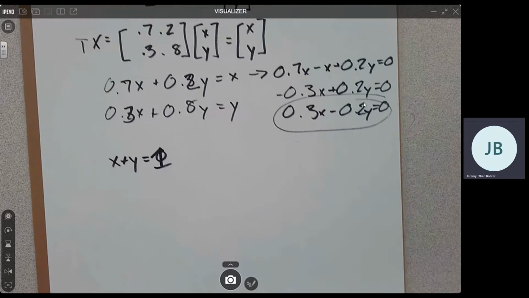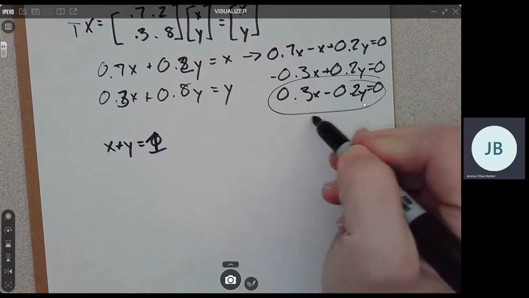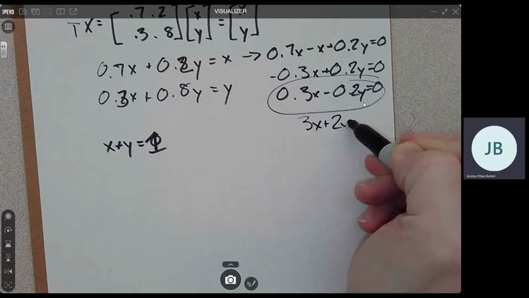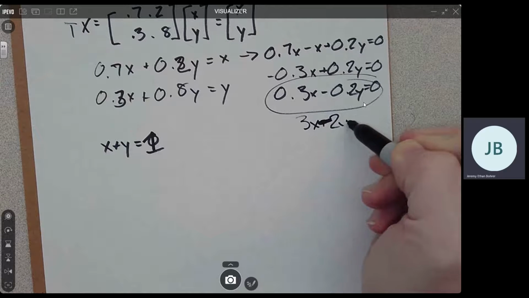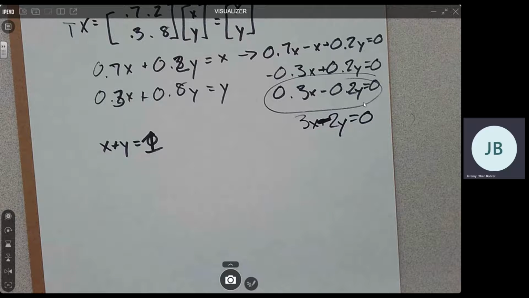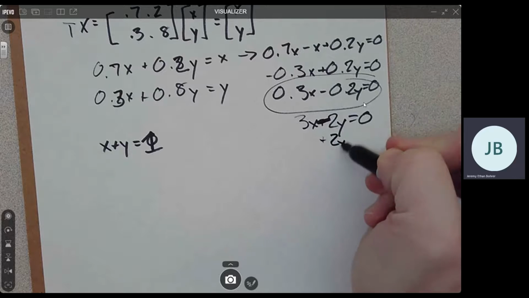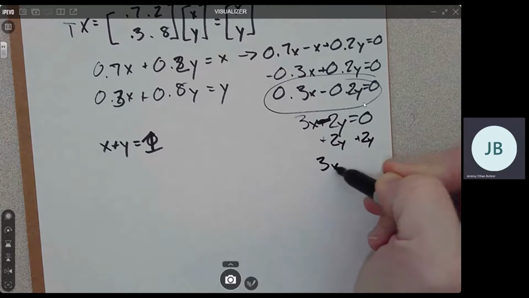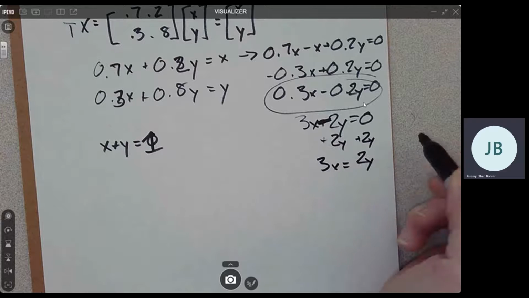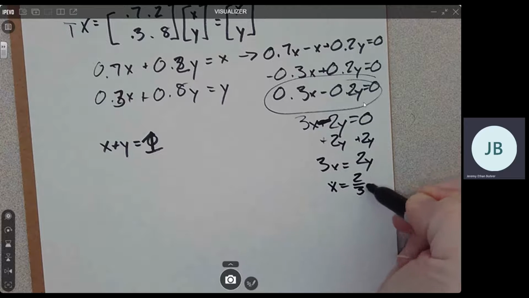Okay, so since we know that 0.3x minus 0.2y equals 0 is the same as 3x minus 2y equals 0, we're going to add 2y to both sides to get 3x equals 2y, and then divide both sides by 3 and get x equals 2/3 y.